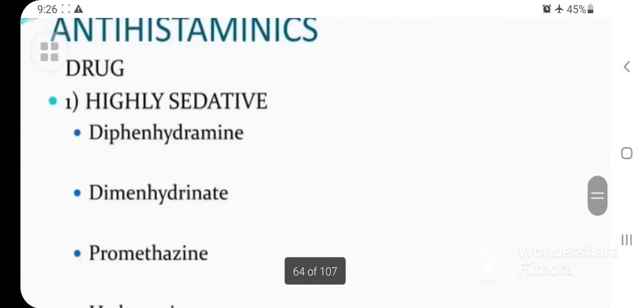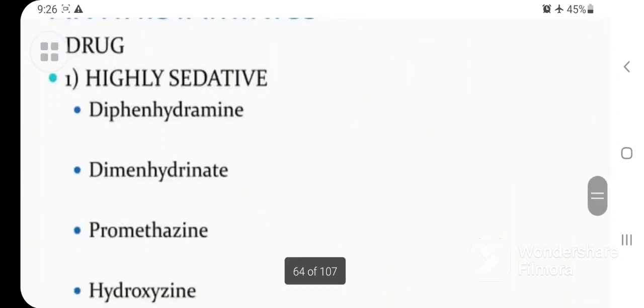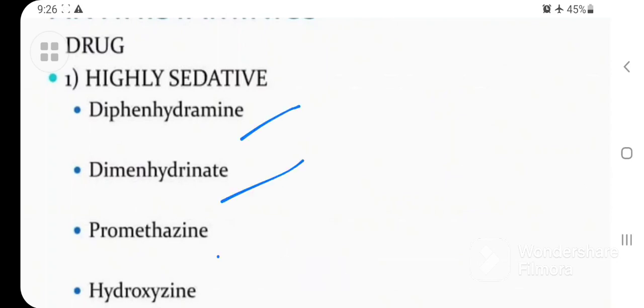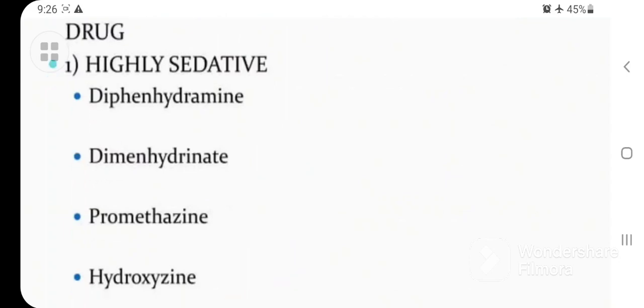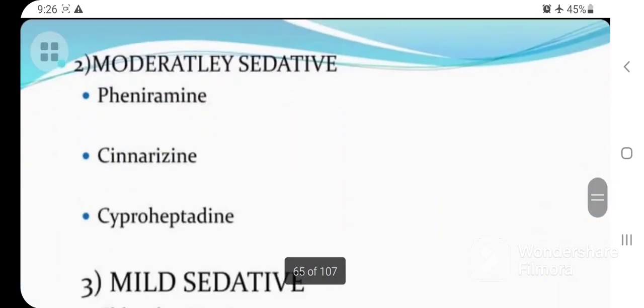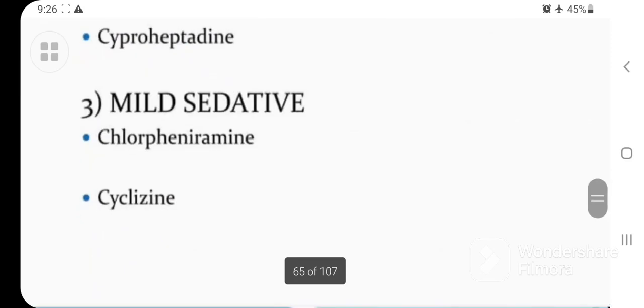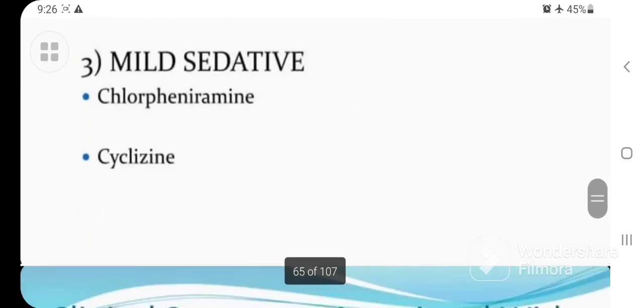Now the classification of H1 antihistamines, which we already discussed, is a 10-mark question. Highly sedative: diphenhydramine, dimenhydrinate, promethazine, hydroxyzine. These are some examples of highly sedative H1 antihistamines. Then moderate sedatives: pheniramine, cinnarizine, cyproheptadine. Mild sedatives: chlorpheniramine, cyclizine.